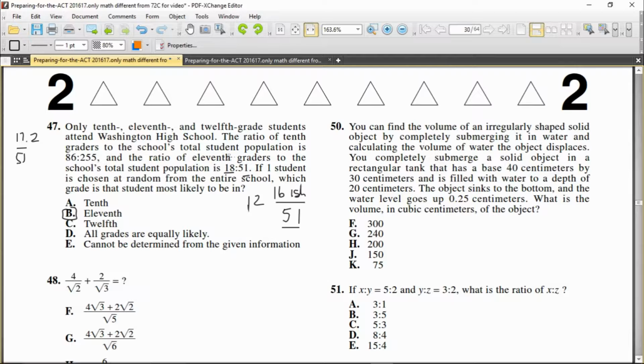You could have also figured out what the decimals were. 86 over 255, 18 over 51, then added those together, and subtracted from 1 to find the decimal for 12th grade, the percent chance that each one is going to be drawn, or the percent that each one represents in the school, and then the largest one would be most likely to be drawn at random. The answer would have been the same, but I think it would take a little bit longer. This way was a little bit faster and kept us at least under a minute.